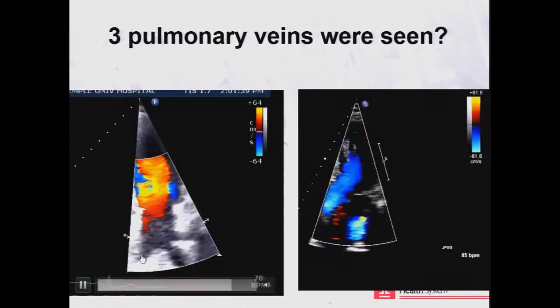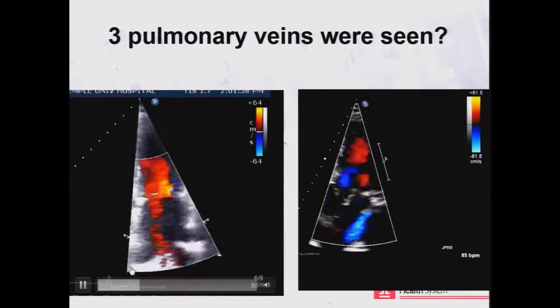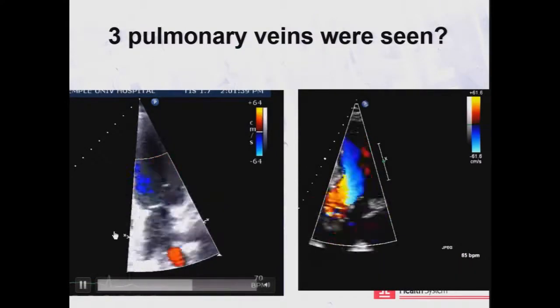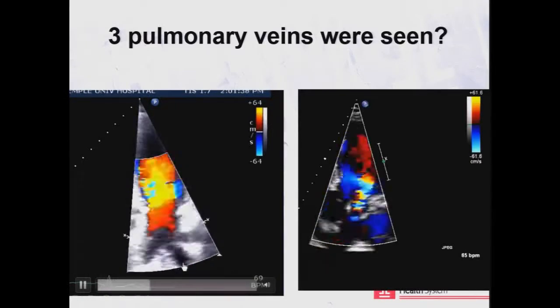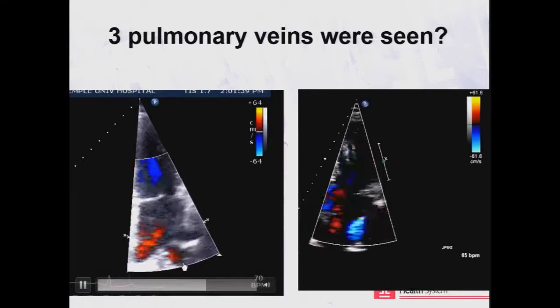So now look at this. This is the right pulmonary vein. I know because this is the right side of the heart. Here's the intraatrial septum. This, if you look, is not the left superior pulmonary vein.